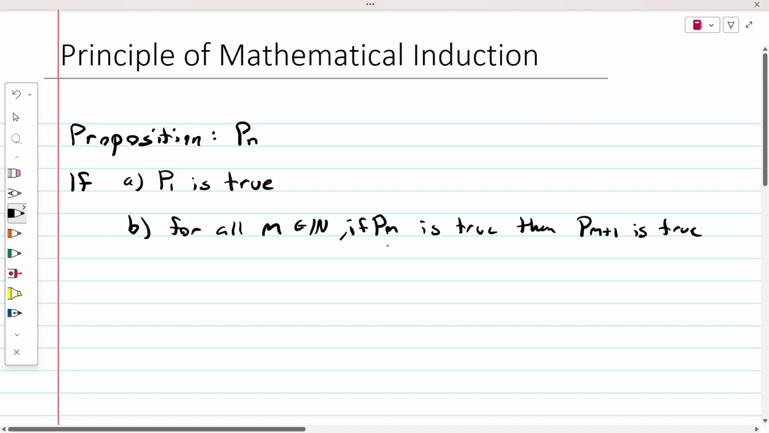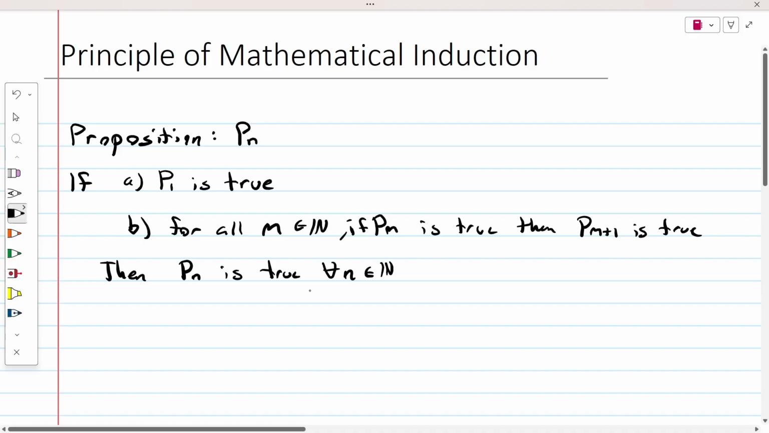And so if we have both these statements true, then P of n will be true for all values of n, for all n element of the natural numbers.